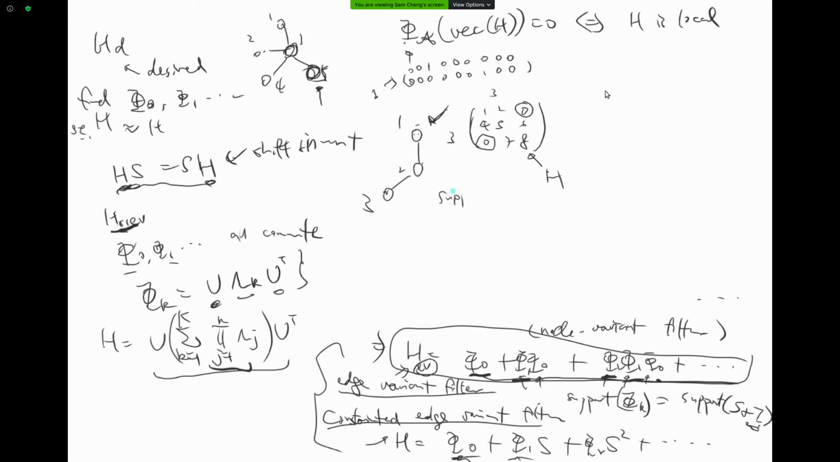Maybe let me show S plus I. In this case, let's say for this graph here, if I define S as A, I have a 1, 2 connection here, and then I have a 2, 3 connection here. So something like this, right? Therefore S plus I is equal to 1, 1, 1, 1, 1, 1, 1.